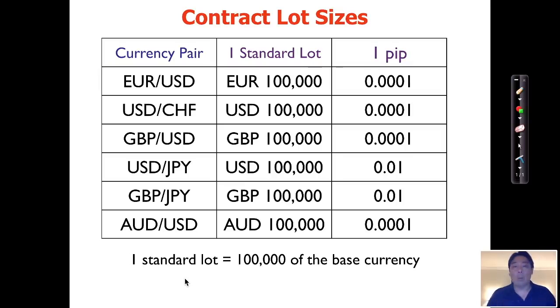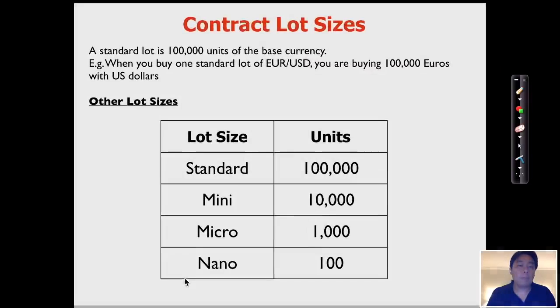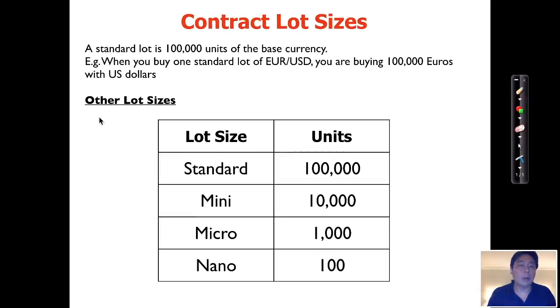Now, you don't have to buy 1 lot. You can buy less than 1 lot. A standard lot is 100,000 of the base currency, but you could buy a mini lot, 10,000, a micro lot, 1,000, or a nano lot, 100. You don't have to remember the names of these. What's important is to know how many units you have to buy and how to key in the lot size. It depends on the broker you use.